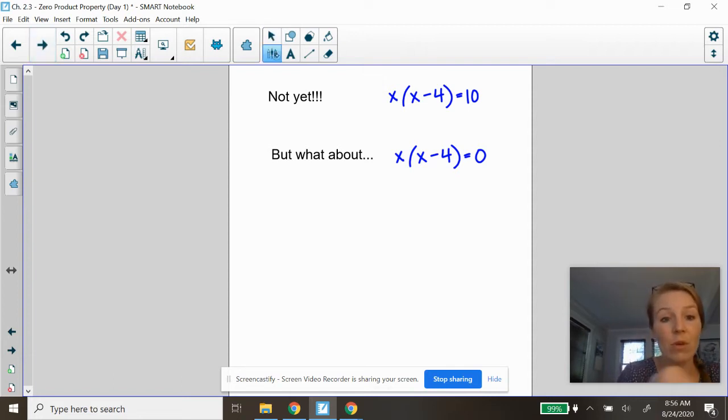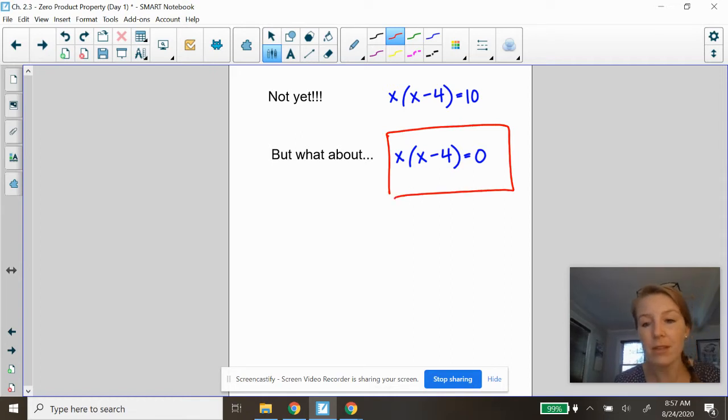Right now, we're not going to focus on this one. We're going to come back to this top one. Our focus right now is on this bottom one. And I want you to notice the difference between these two equations. The major difference here is this 0. The fact that this equation equals 0 is key. Think about what I said at the beginning of this video, zero product property. So we're looking for that 0.